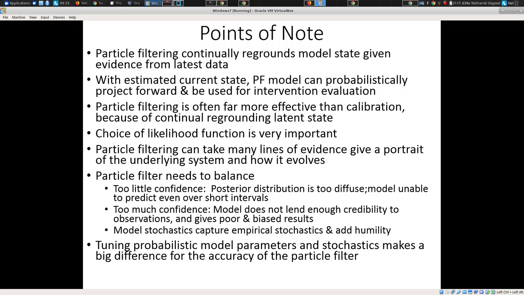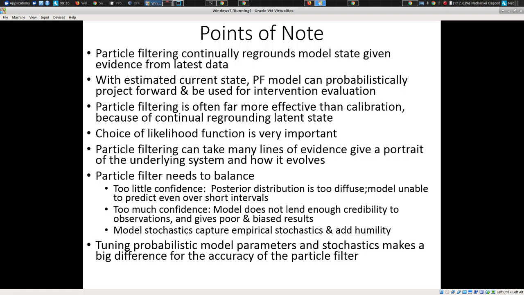Okay, a few points of note before I do a very quick walkthrough of the example model I've given. Particle filtering as a whole regrounds model state based on evidence from the latest data. Each particle represents a certain hypothesis about model state. Those that are more consistent are rewarded, those less consistent tend to die out. Because of that, collectively the particles represent a distribution over the current situation, and that distribution is shaped by the new observations. So we're constantly regrounding our model, this distribution of possibilities, with each new observation, in new empirical data.